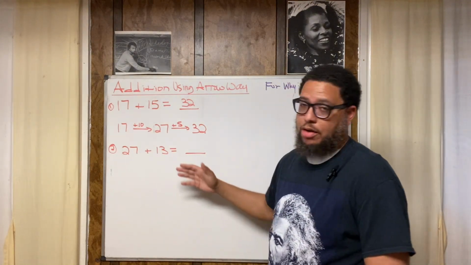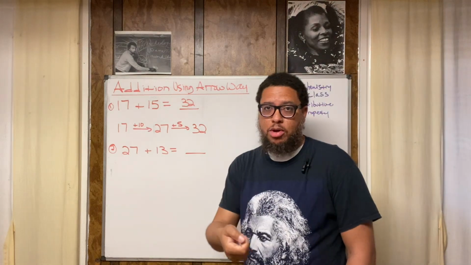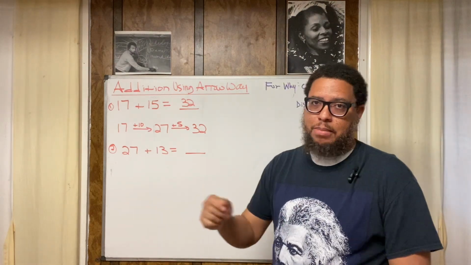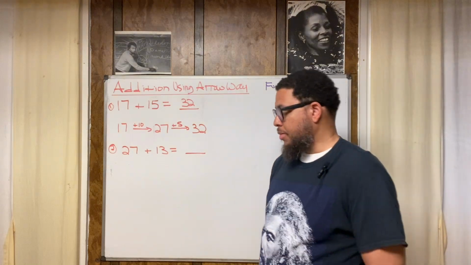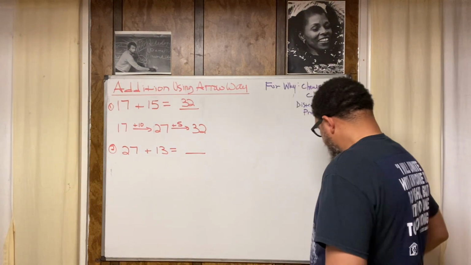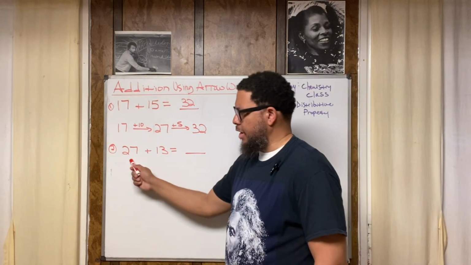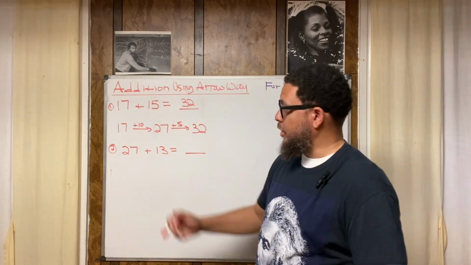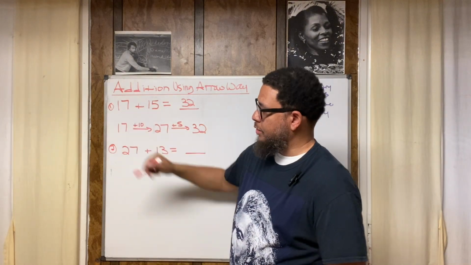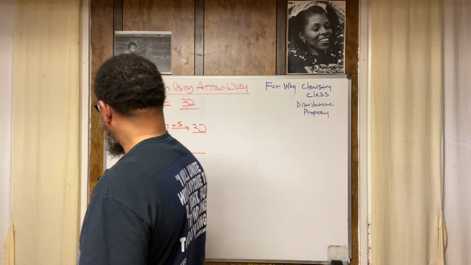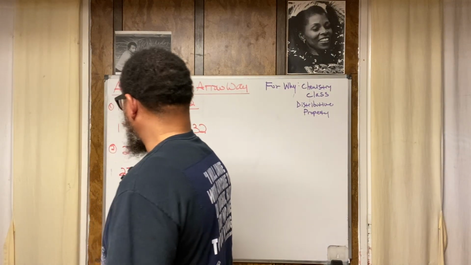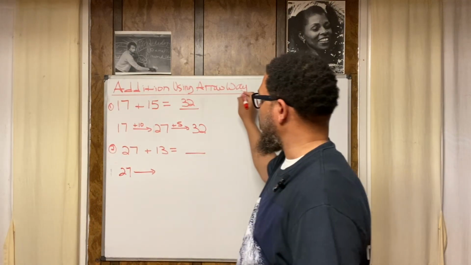27 plus 13. Now, if you want to work this out by yourself, go ahead, hit the pause button on this video, work it out by yourself, and then hit play when you're done. See if you get the same answer that we get. All right, so 27 plus 13. My first add-in is 27, so I'm just going to rewrite 27, just like I did up here. I rewrote 17. So we're going to write 27, and then I'm going to write an arrow, because we're using the arrow way.